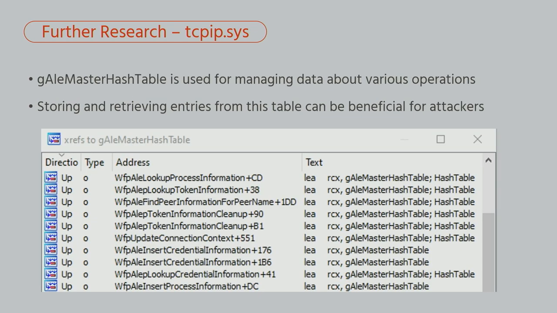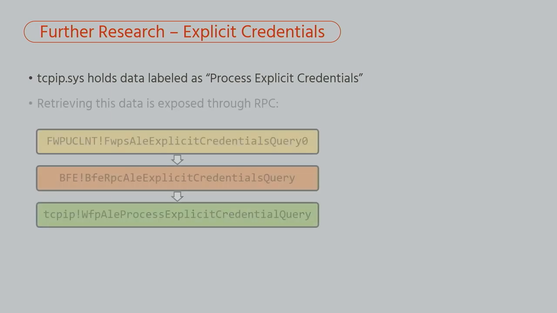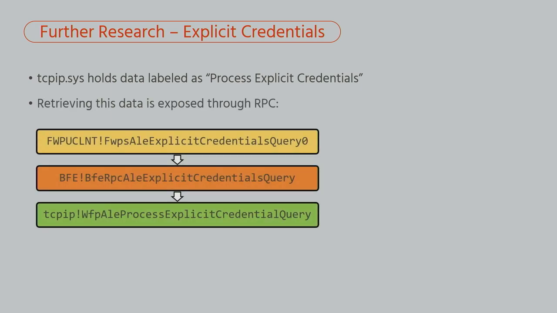Although we talked a lot about the hash table, it's worth digging into even more. It is used for managing data about various operations, and it stores a lot more than just tokens. Some of the data can be valuable for attackers. And there is one thing that caught my attention: credential information. The TCP/IP driver stores something called process explicit credentials. And much like tokens, it can be retrieved through RPC.